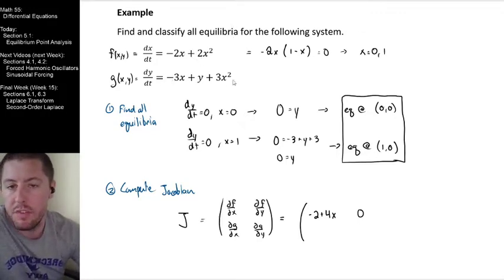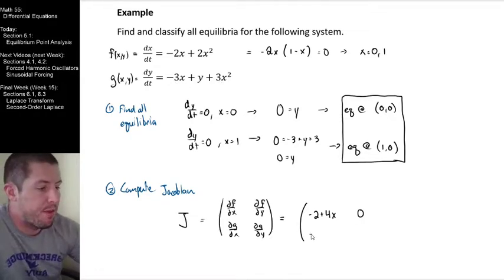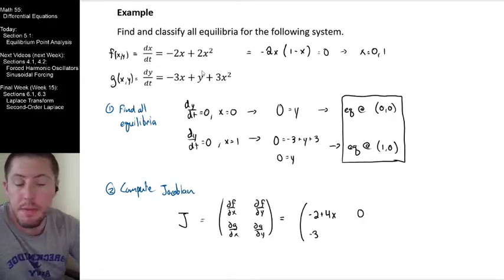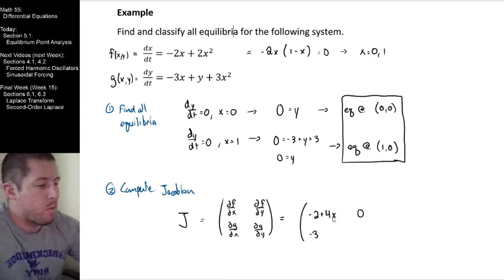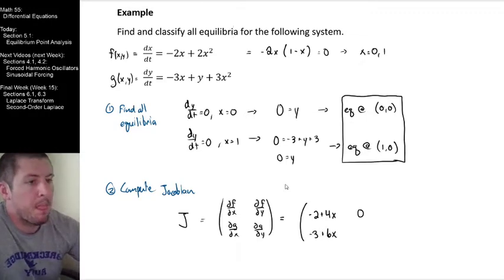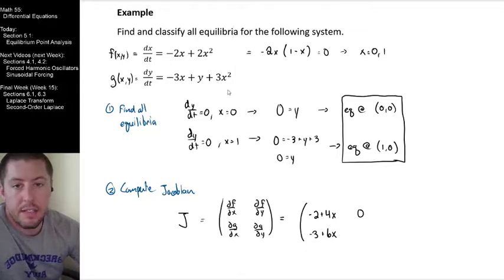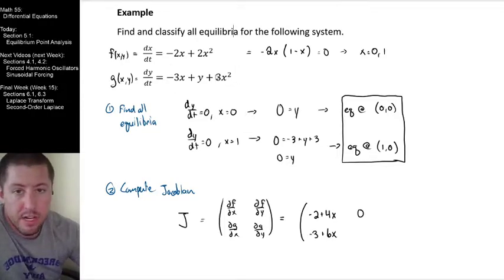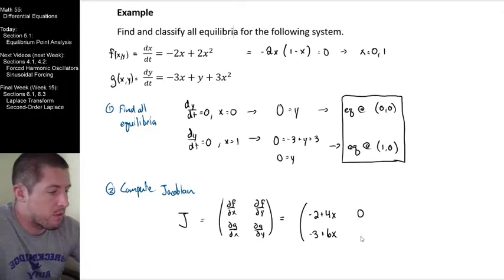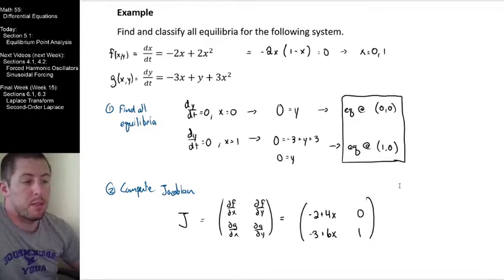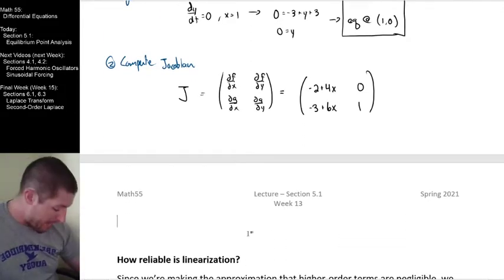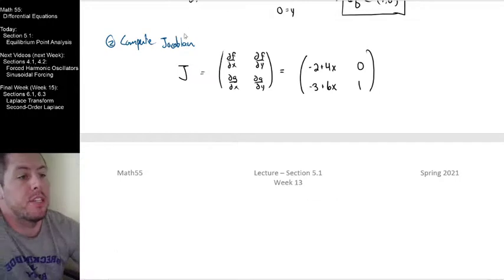The partial derivative of g with respect to x, I'm going to get a negative 3 from the first term. y is assumed to be constant because we're only taking the partial derivative with respect to x, so that goes to 0, and 3x squared becomes a plus 6x. And finally, we'll take the partial derivative of this with respect to y. In that case, negative 3x and 3x squared both go to 0 because x is treated as a constant, and the derivative of y gives me 1. So I've now computed my general Jacobian matrix. What I can now do is apply the equilibria to each Jacobian and classify.